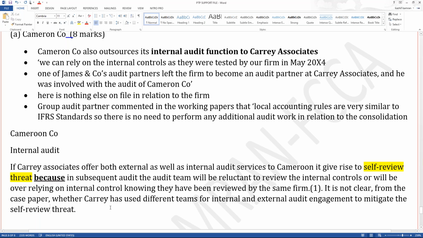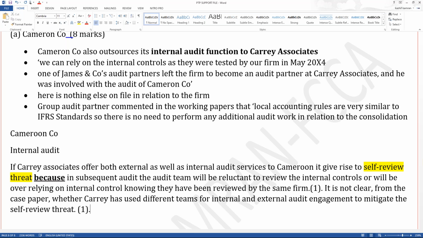So I simply tell the examiner it is not clear from the case paper whether Kerry has used the teams or not to mitigate the self-review threat. So I cannot comment on this. This is a sort of action I'm telling the examiner, but I'm not recommending they should use a different team. I'm saying it's not clear whether they have used it or not. So I'm giving a hint to the examiner that an ideal safeguard for a self-review threat is to have different teams, but whether they have used it or not, I'm not commenting on it. Full stop, and you come to the next paragraph.